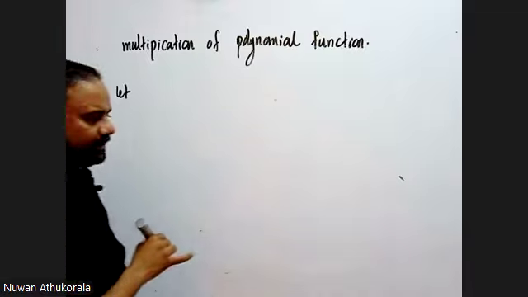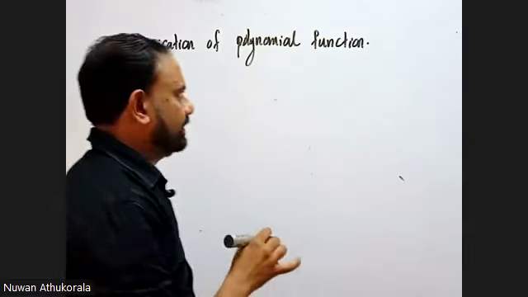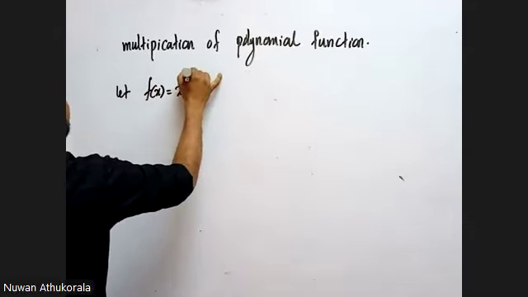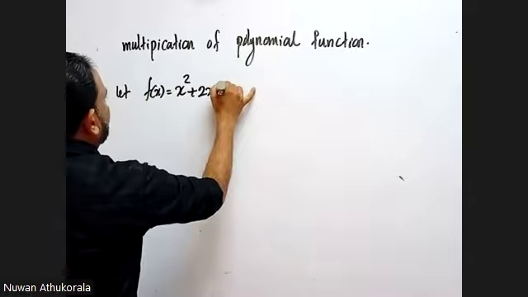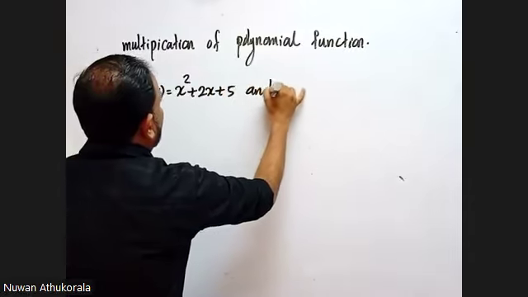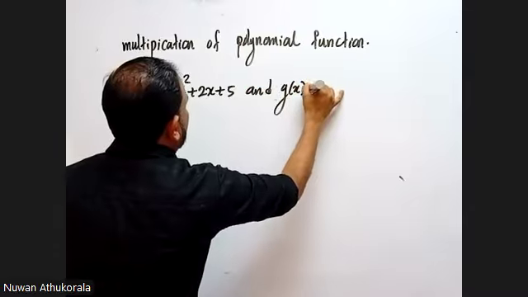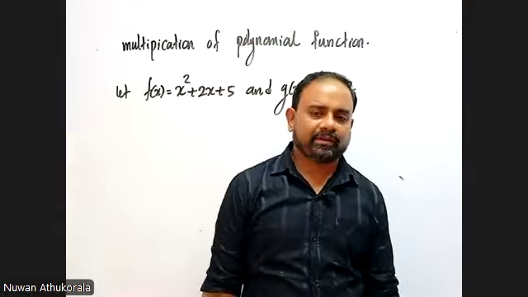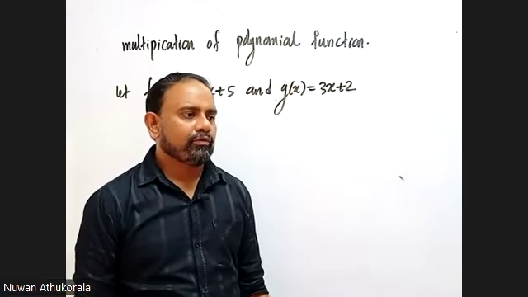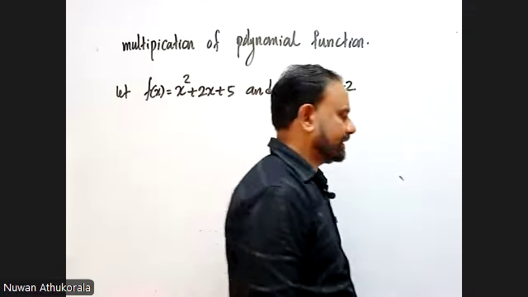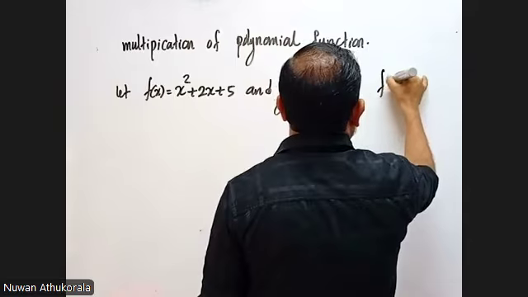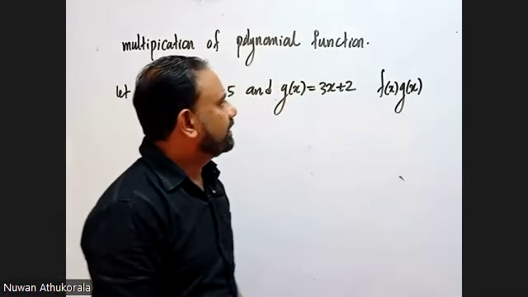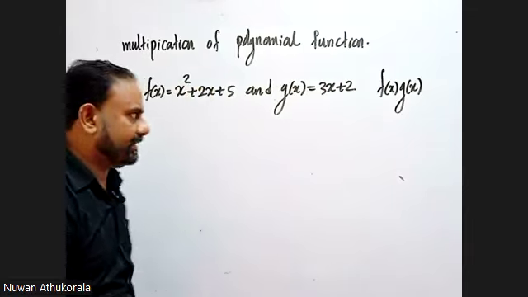Write down this one. Let f(x) equal x squared plus 2x plus 5 and g(x) equal 3x plus 2. Find the function f(x) times g(x).